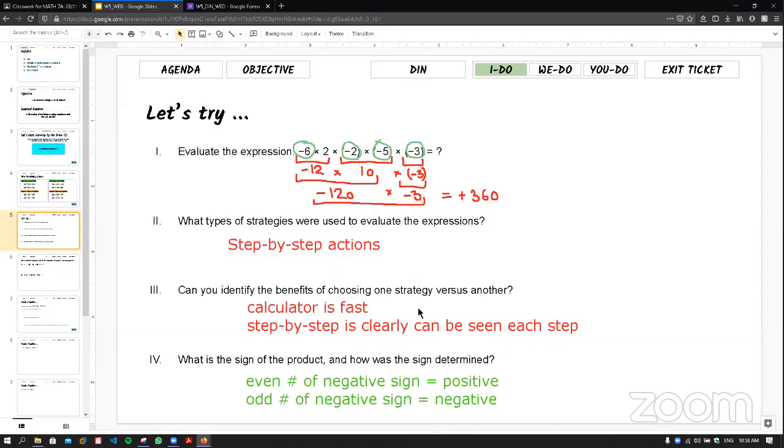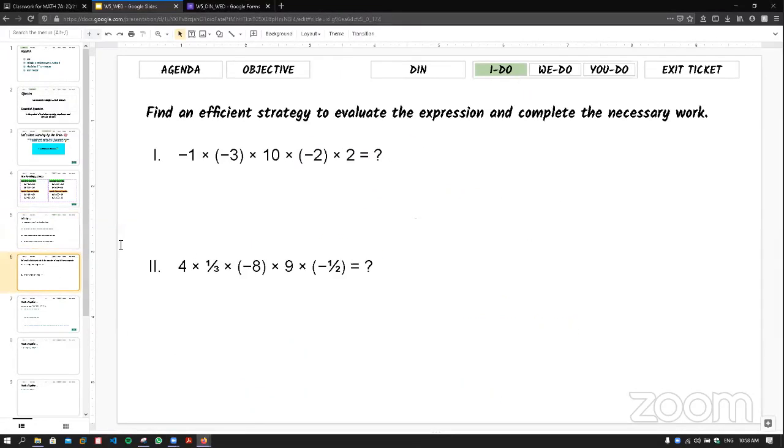Okay, so let's move on. Let's not say too much. And in the next slide, let's see what we have. Okay, so more practice. Let's do this. Oh, you got it, the answer.